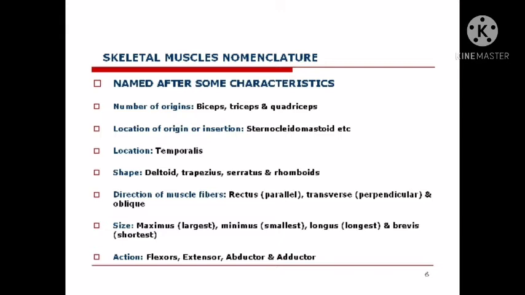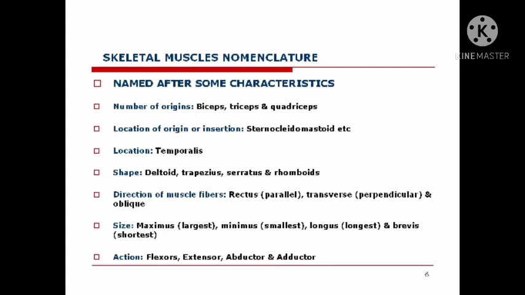Biceps: bi means two and ceps means head, so a muscle which arises by two heads. Triceps means three heads, a muscle which arises by means of three heads. Quadriceps: quadri means four, a muscle which will have four origin heads.